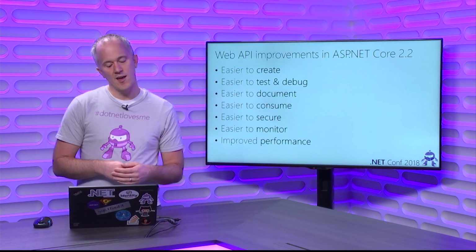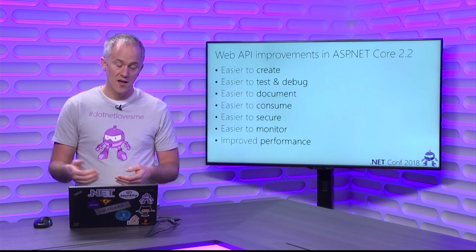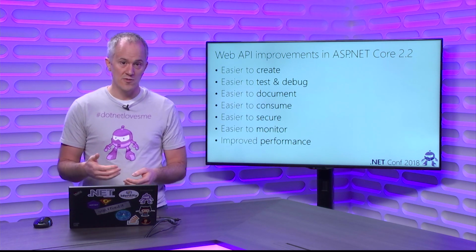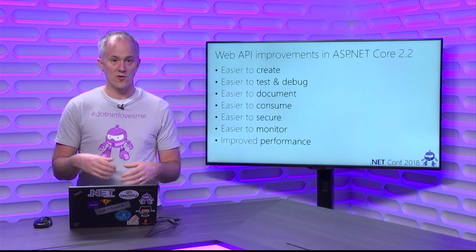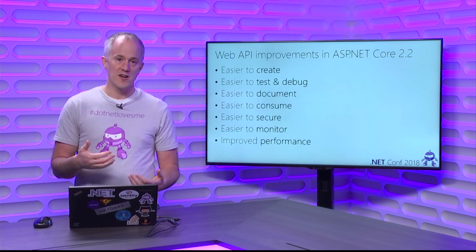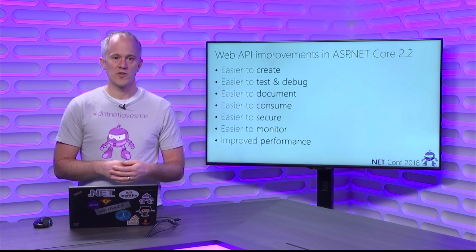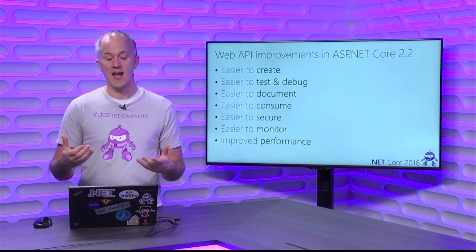Well, we're trying to make APIs and services easier to create, easier to test and to debug, easier to document with standard specs like OpenAPI specs, easier to consume, including things like client code generation, easier to secure, easier to monitor, and then all of the performance related features that we've done in this release, of course, also apply to APIs so that your APIs get faster and more efficient.